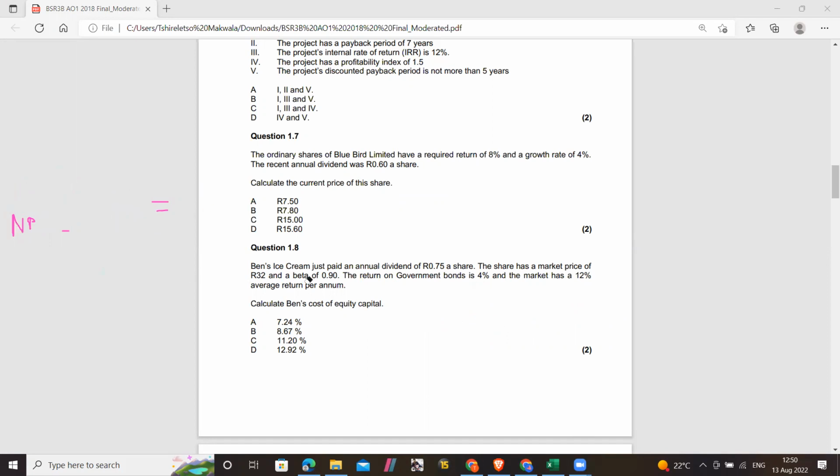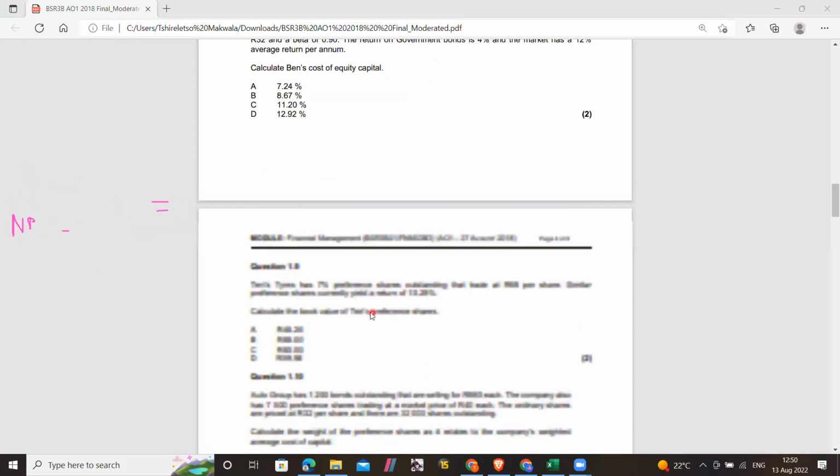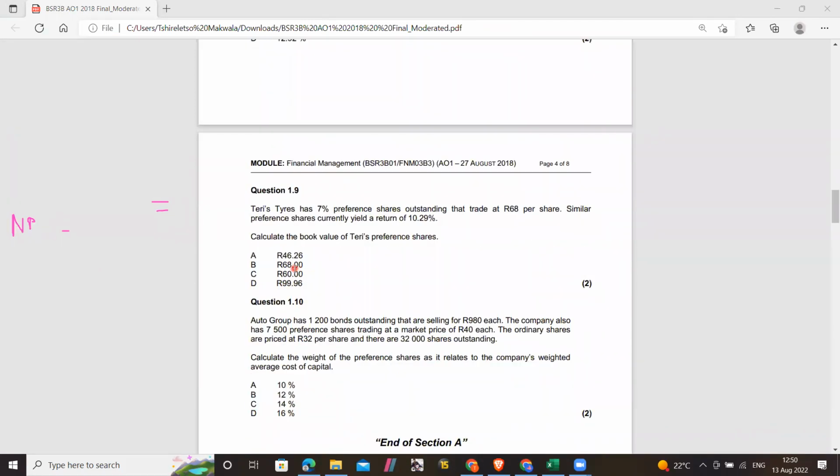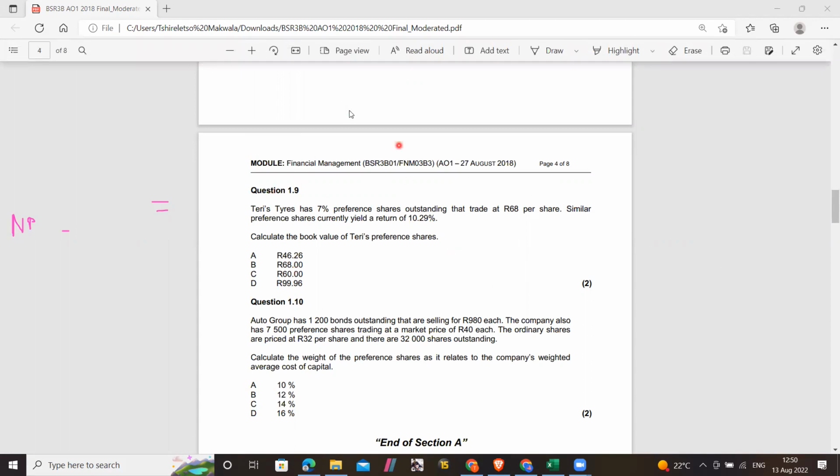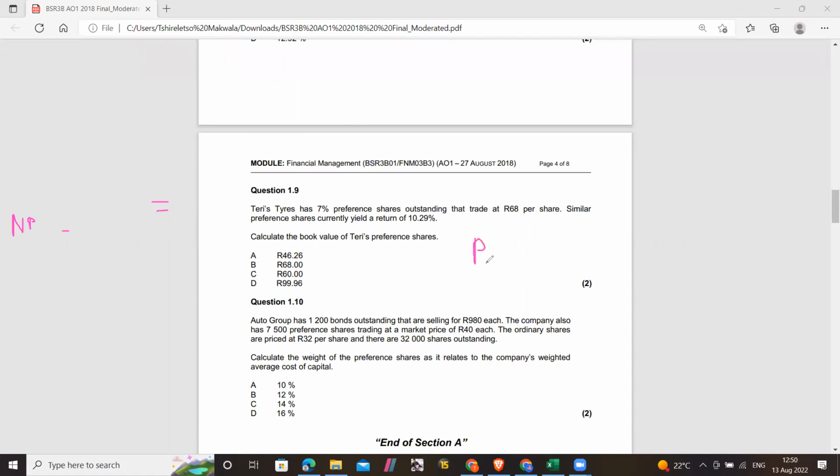Okay. So the next question, 1.9, it says Terry's Tires has 7% preference shares outstanding that trade at 68 rand per share. Similar preference shares currently yield a return of 10.29%. So do you see they want the cost of preference shares here? Do you see there's no growth here, like I said, and there's no flotation costs. So we know that determining its cost is as easy as this formula, removing the growth and the flotation costs.